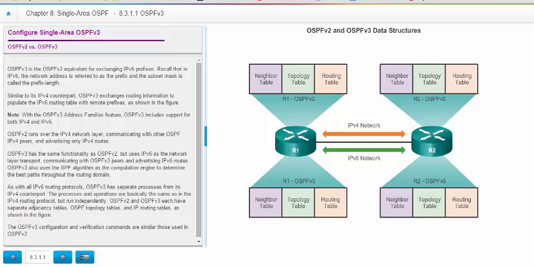Version 2 and version 3 each have separate adjacency tables, OSPF topology tables and IP routing tables, because when you've done the IP routing tables before, you only see whichever version you're looking for. The OSPF version 3 configuration and verification commands are also similar to those that we used with OSPF version 2.